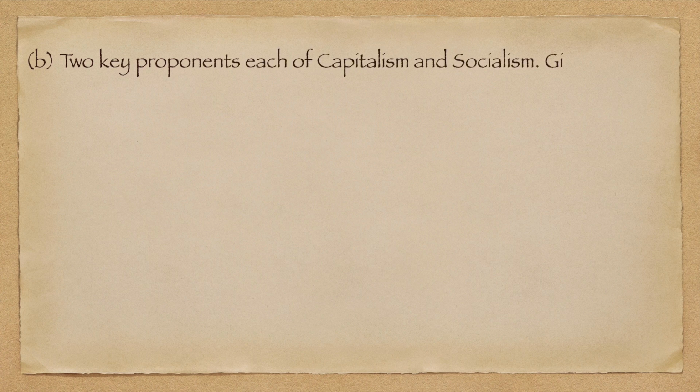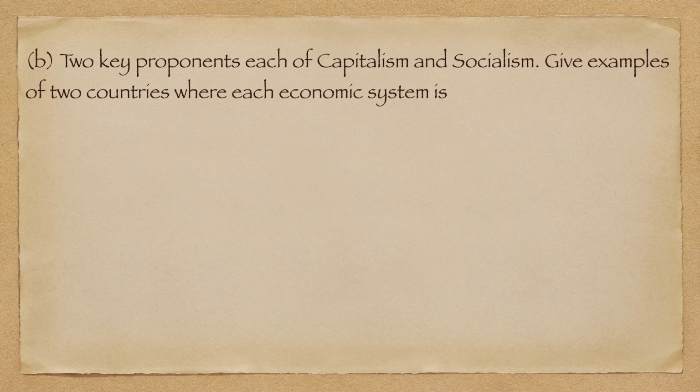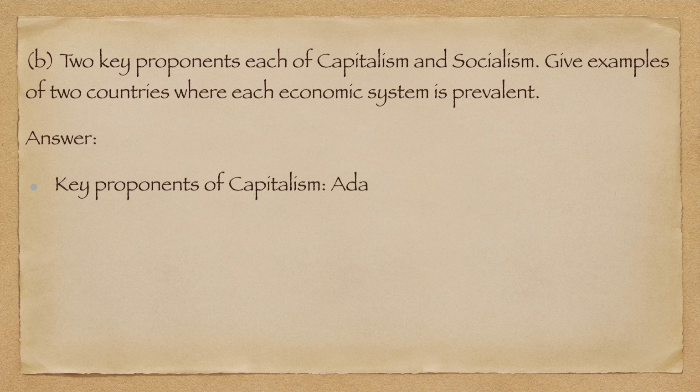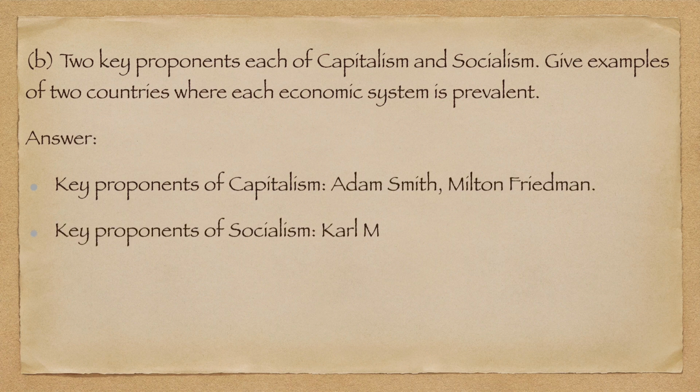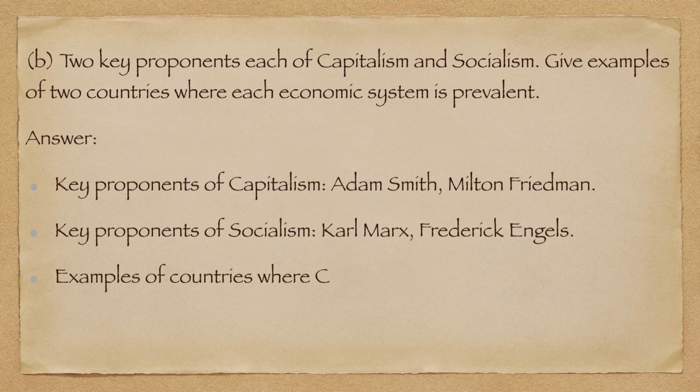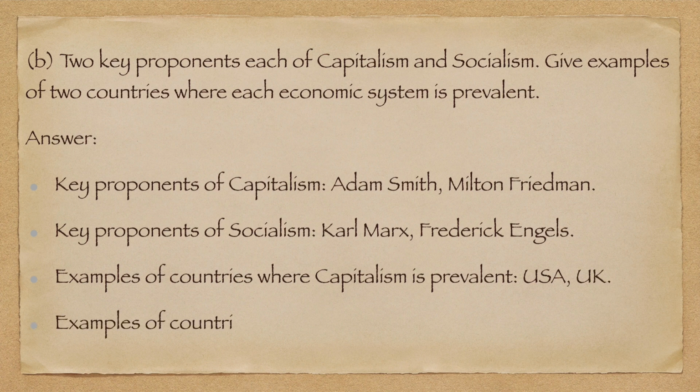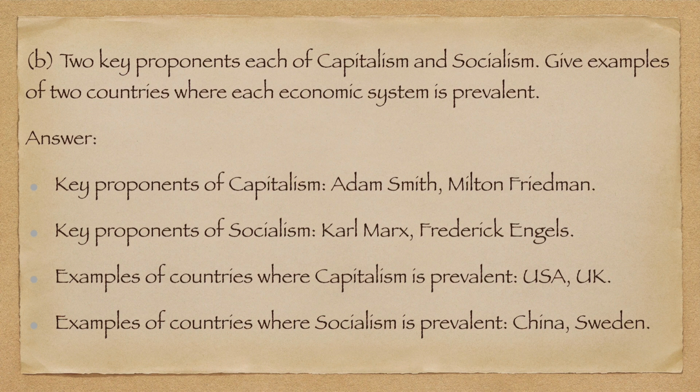B. Two key proponents each of capitalism and socialism. Give examples of two countries where each economic system is prevalent. Answer. Key proponents of capitalism: Adam Smith, Milton Friedman. Key proponents of socialism: Karl Marx, Friedrich Engels. Examples of countries where capitalism is prevalent: USA, UK. Examples of countries where socialism is prevalent: China, Sweden.